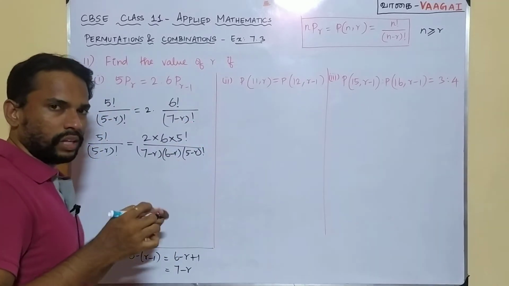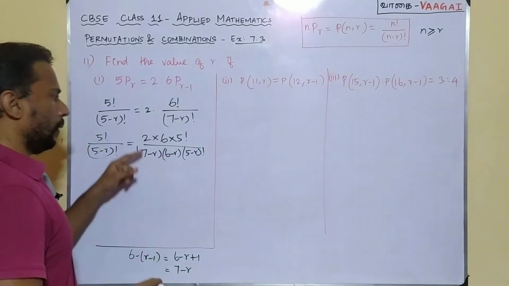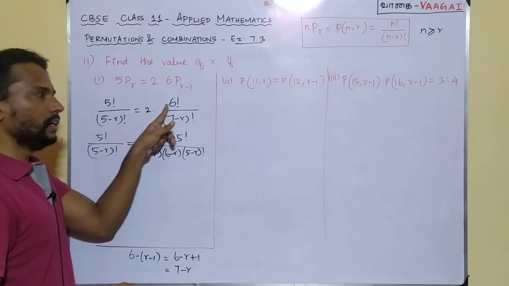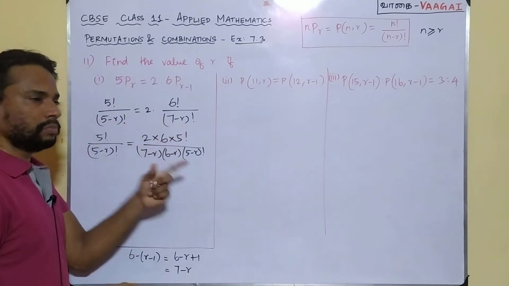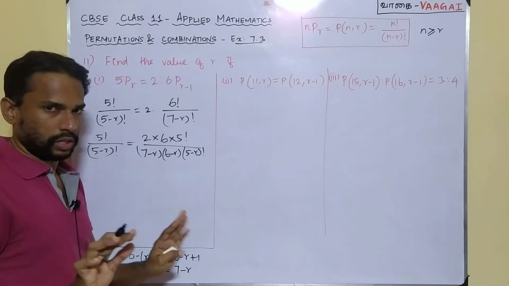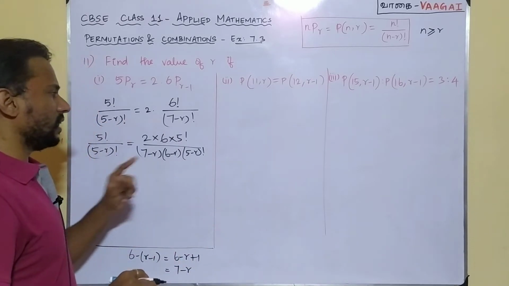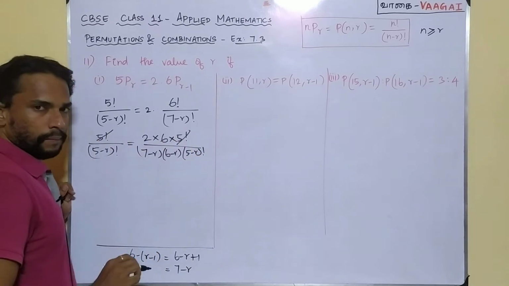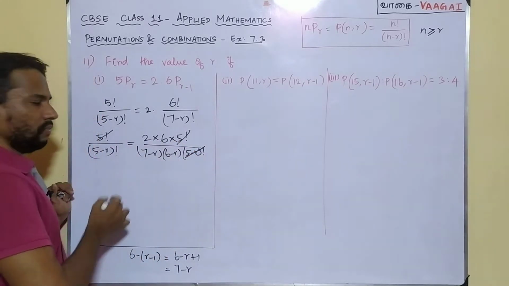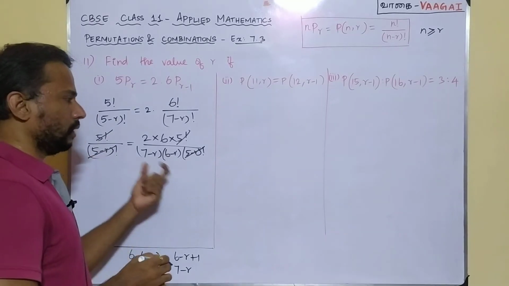I hope you understood the reason why we are doing this. Because I am trying to rewrite this 6 factorial in terms of this 5 factorial, and this 7 minus R factorial in terms of this 5 minus R factorial. That is my objective. So once we are writing like this, now we can very easily cut this 5 factorial with this 5 factorial, and this 5 minus R factorial with this 5 minus R factorial, I mean the whole factorial.